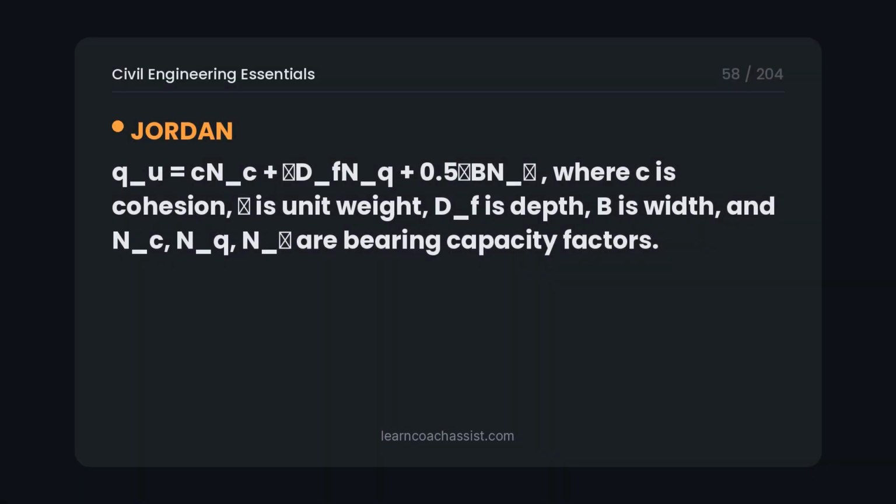Q_u equals c N_c plus gamma D_f N_q plus 0.5 gamma B N_gamma, where c is cohesion, gamma is unit weight, D_f is depth, B is width, and N_c, N_q, N_gamma are bearing capacity factors.